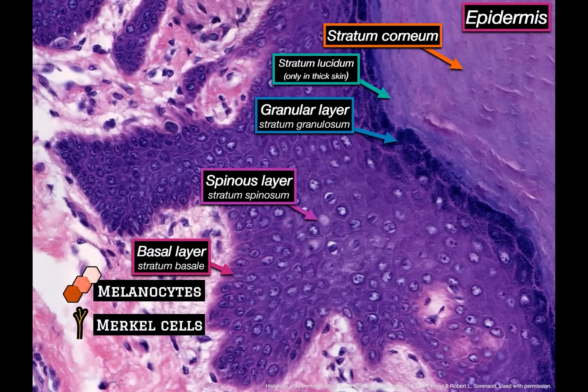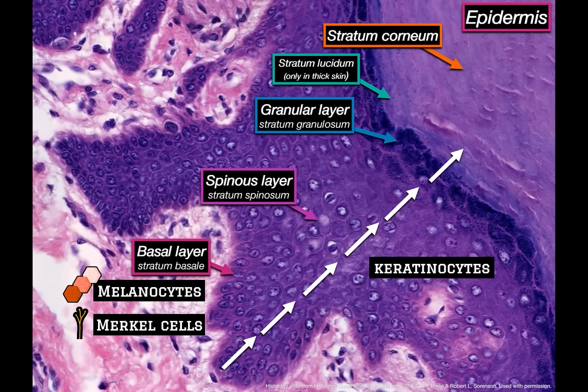Now, within these layers, you don't just have one type of cell. The majority are keratinocytes. They are born in the basal layer, gradually move upwards, accumulate keratin, lose their nuclei, and finally get shed at the surface. This constant turnover is what allows the skin to renew itself and repair minor damage.